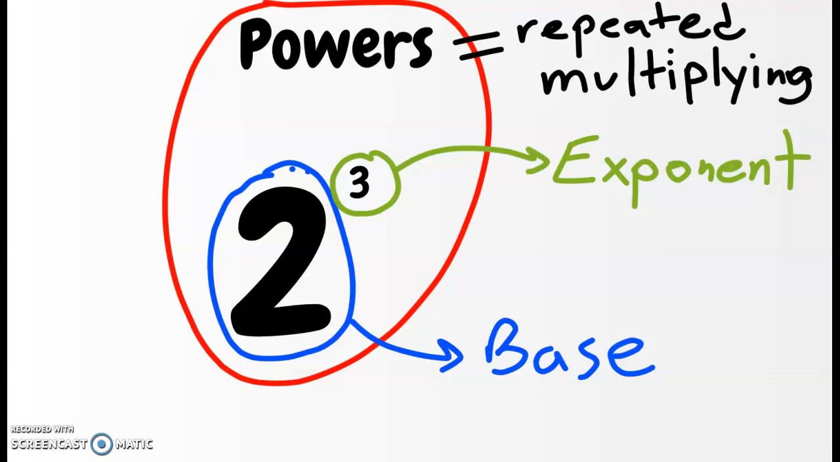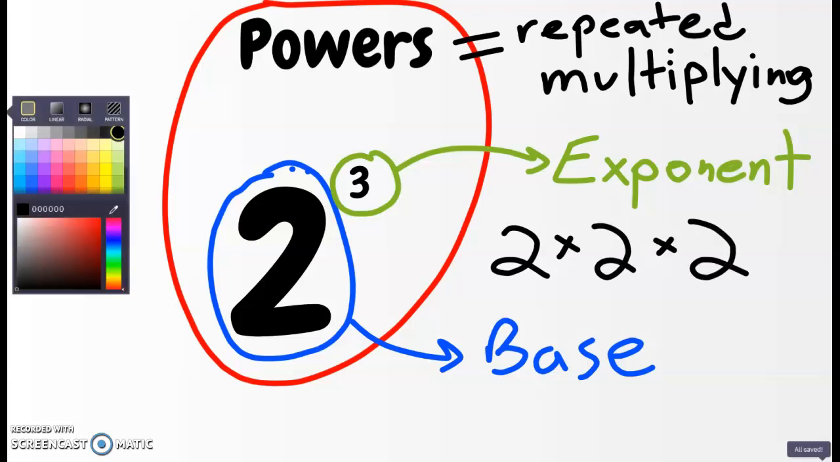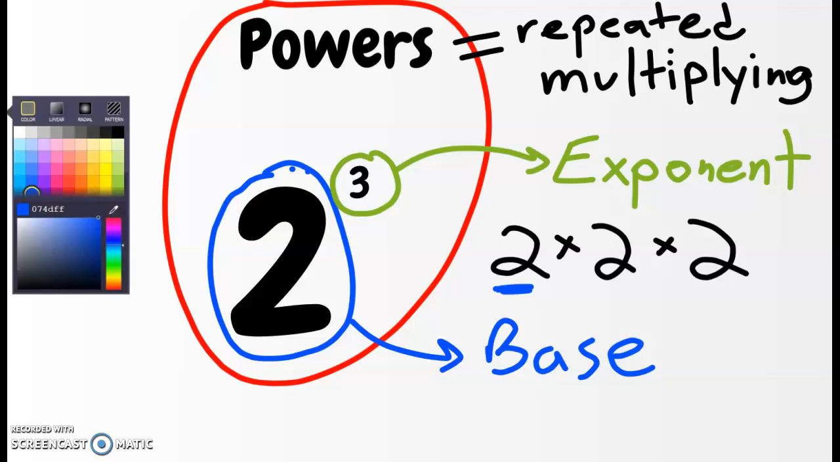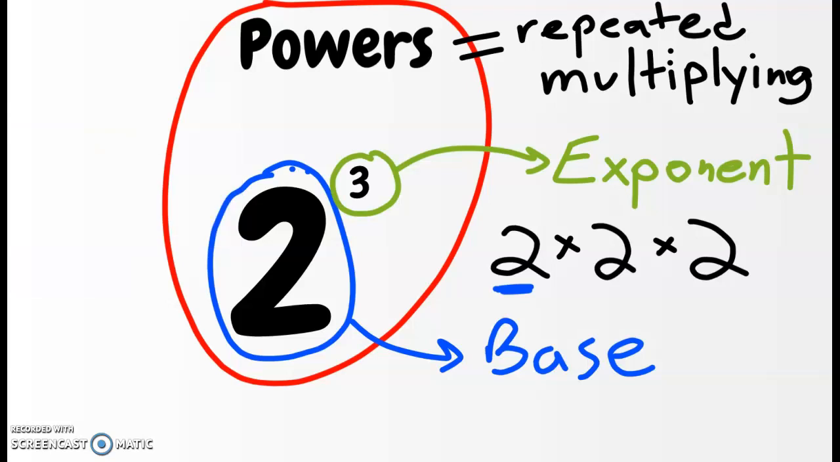So in the case of something like 2 to the third power, what I'm really saying is 2 times 2 times 2. The number 2 is my base. I just take my base number, and that's what I'm multiplying. That's the number I'm multiplying. How many times do I multiply it? Well, that is what I get from the exponent. The exponent tells me how many times. So I'm multiplying 2, 3 times, because my exponent is 3.